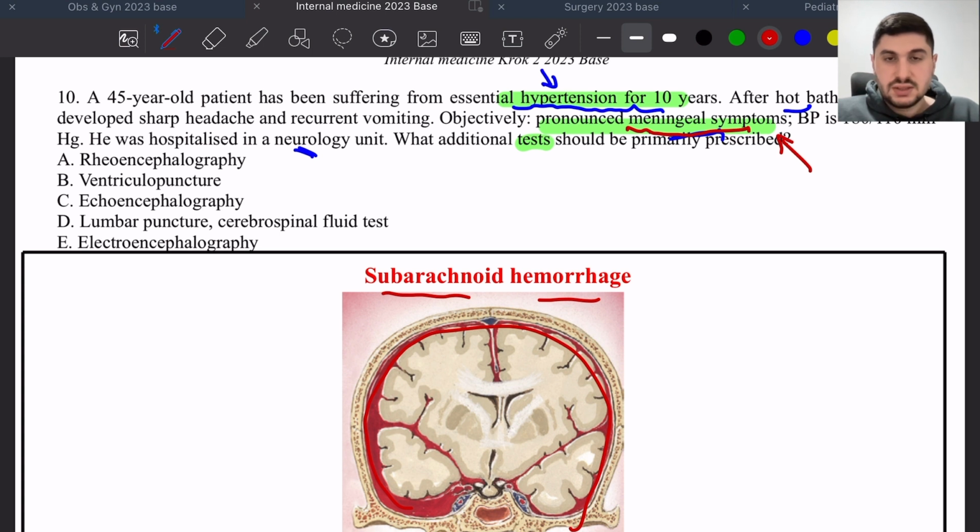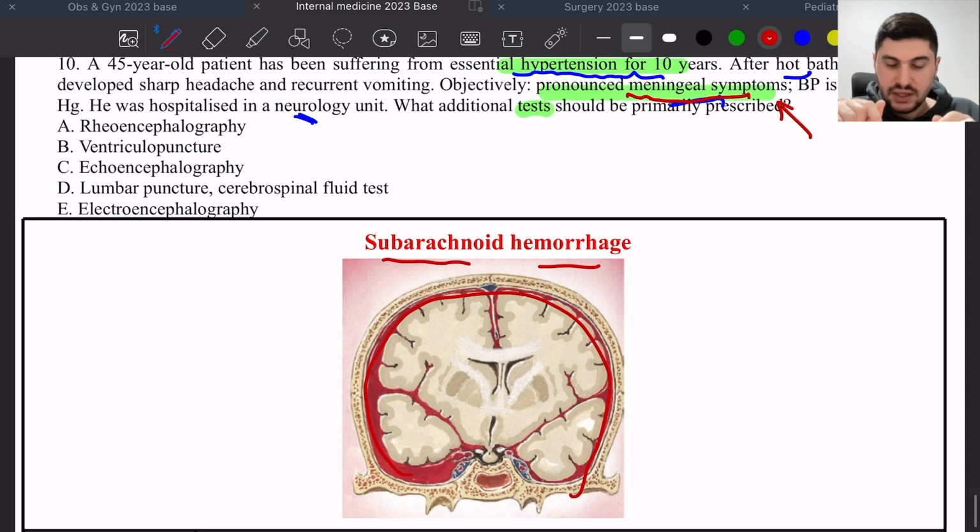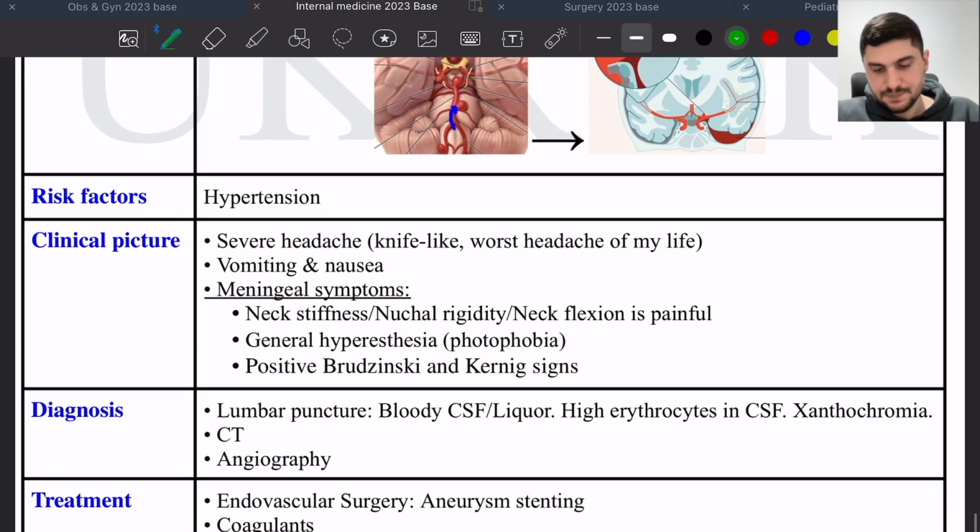This hemorrhage produces meningeal symptoms because we have bleeding into the meninges, which is the layers around the brain. So symptoms such as neck stiffness, photophobia, Brudzinski and Kernig signs, which are specific symptoms we will see in the pediatric explanation of the base. So make sure to see that video.